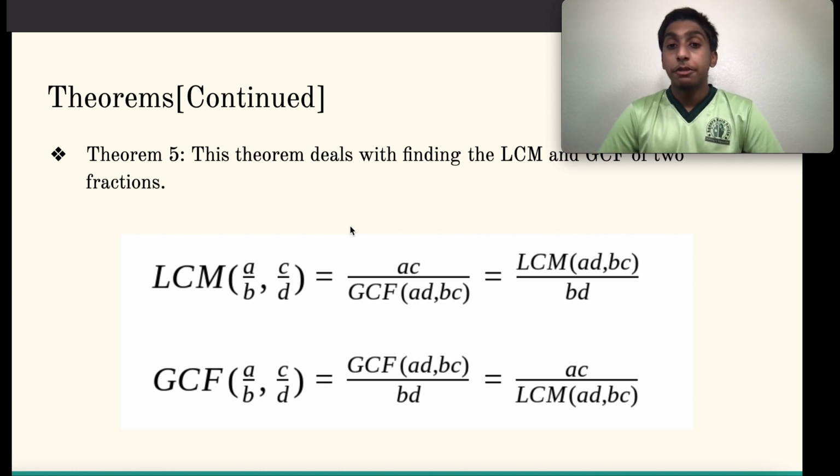Now you can notice some patterns in here. It's pretty obvious. If you look at this, it says AC over GCF of AD, BC. Here we have the same thing, except the GCF is switched with an LCM. And similarly here, we just switch the LCM and the GCF. So if you remember one formula, you can practically remember the other. They're very similar. It's just a little substitution of LCM and GCF.